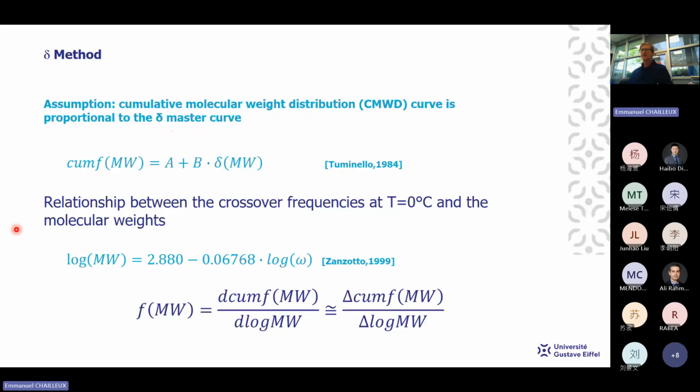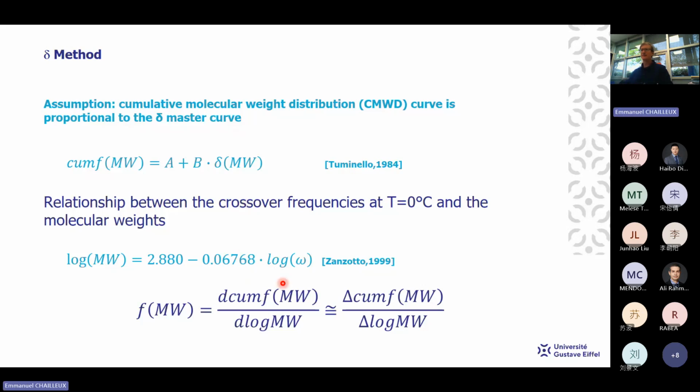And we will use the relationship between the crossover frequency, which has been measured at 0 degree, and the molecular weight, which was measured by Zanzotto. We have the link between the molecular weight and the frequency. And using these two curves, we can measure the molecular distribution by differentiating the phase angle, in fact.